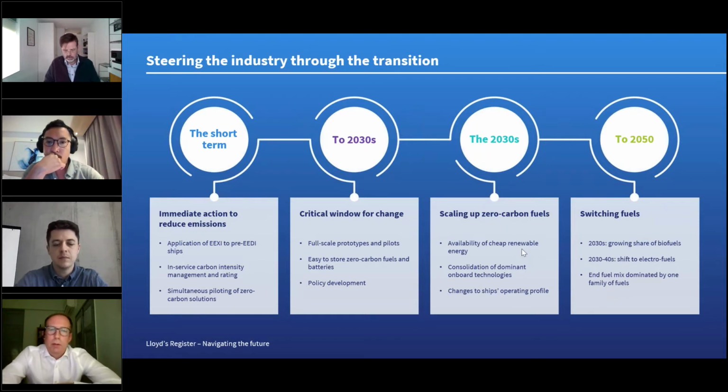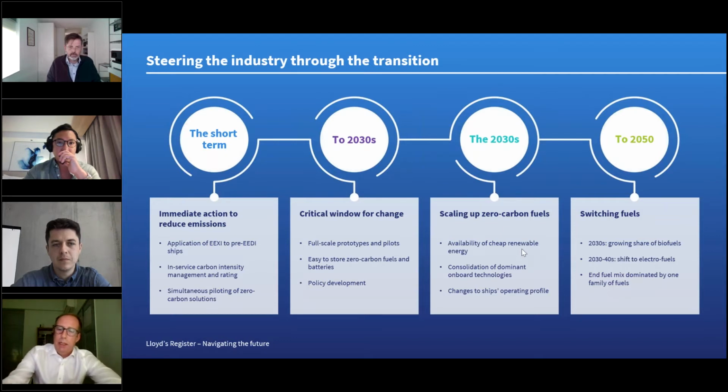Then in the 2030s, we really need to see the scaling up of zero carbon fuels, a wide adoption of renewable fuels, the emergence of electro fuels. And then in the 2050s, ultimately, we need to see a sharp decline in fossil fuel bunkers in favor of alternative zero carbon fuels. So these are, in a nutshell, the challenges ahead for the industry. And I believe that the time that we have now until the 2030s is absolutely critical to get going in order for shipping to be able to realize the IMO's ambition of carbon intensity reduction of 70% by 2050.